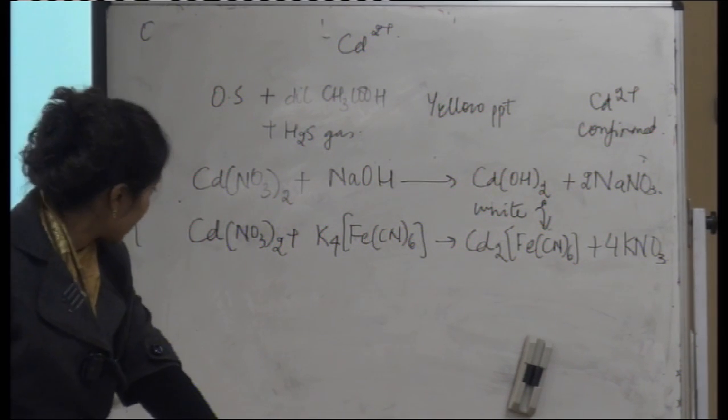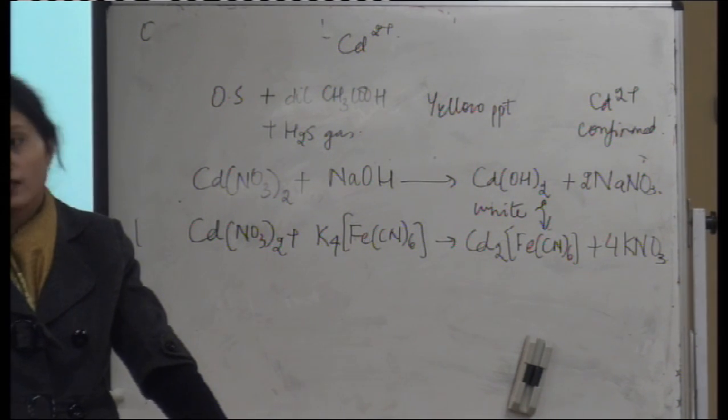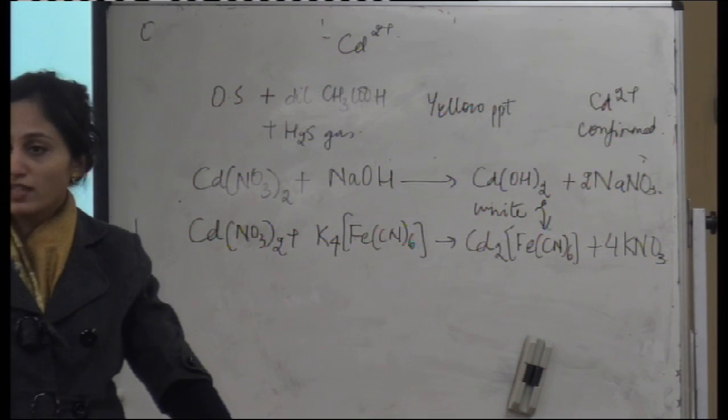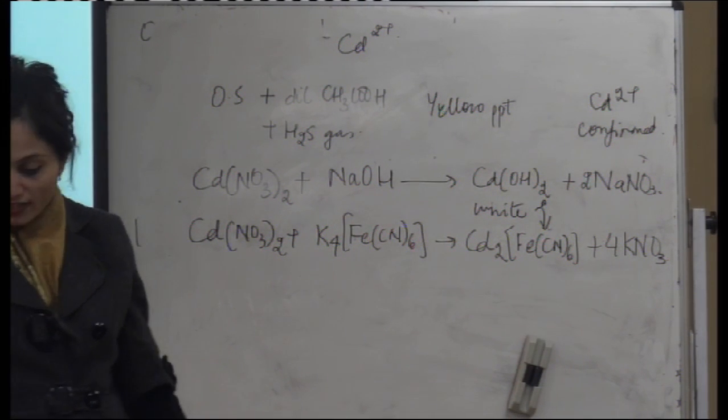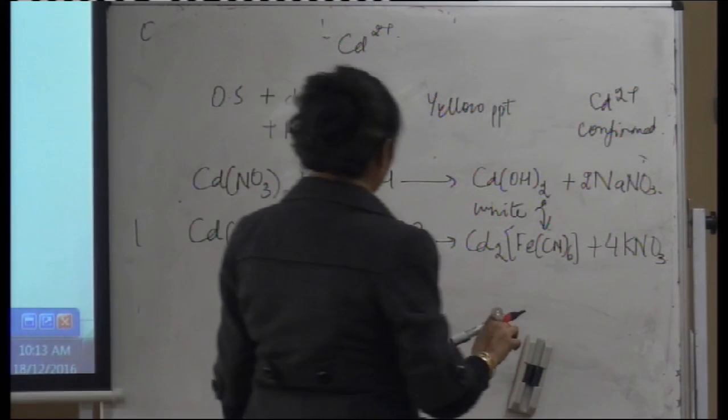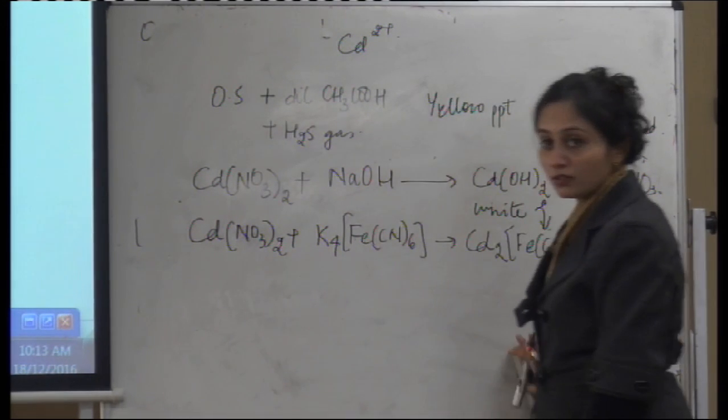Then the last one is that you can even add potassium ferrocyanide. This will again give you a white precipitate. Those are like time pass tests that you can do once you are confirmed with Cd. Then you can spend as much time as you like because you are through. But rather I ask you to concentrate on the writing part also, because that will fetch you marks as well. Done with it?